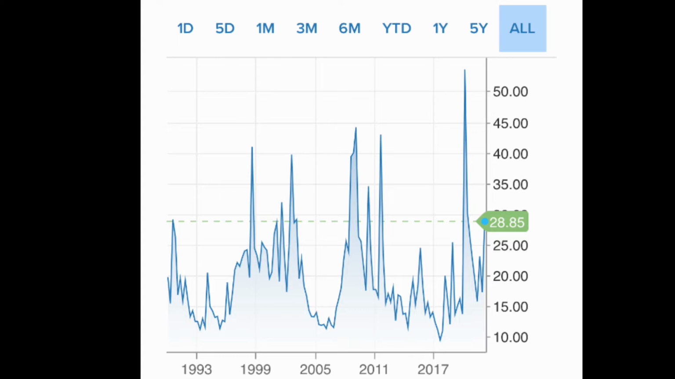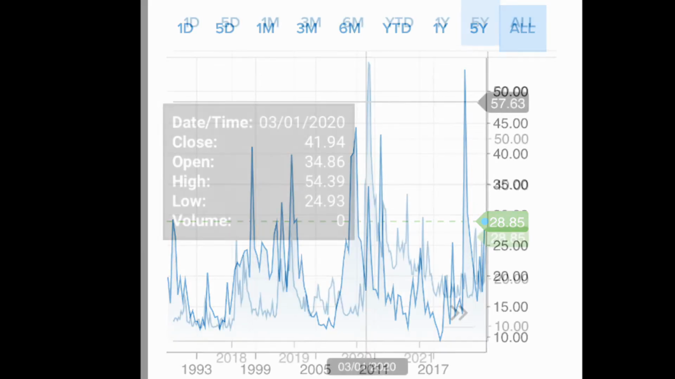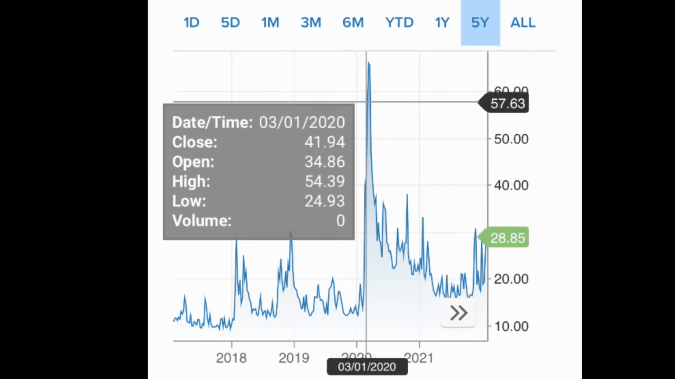If you look around 2008, the housing market crash. '99, the tech crash. 2020, the pandemic, the COVID crash. So that's how you use the VIX. You can't trade the VIX. You would have to go with VXX or UVXY, and there are some other ones I'll talk about later on.